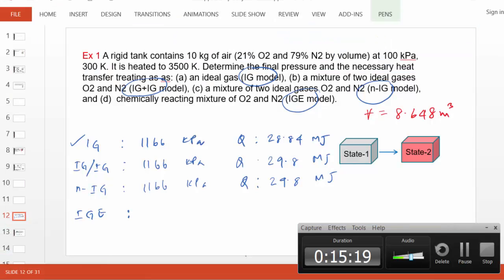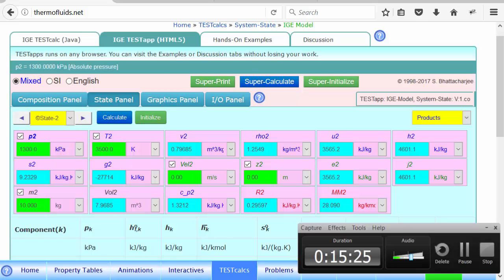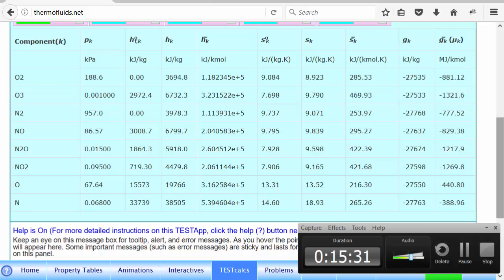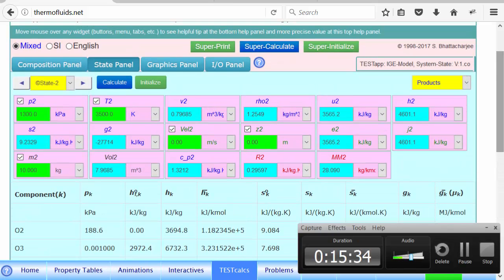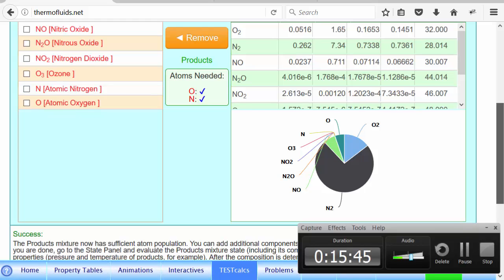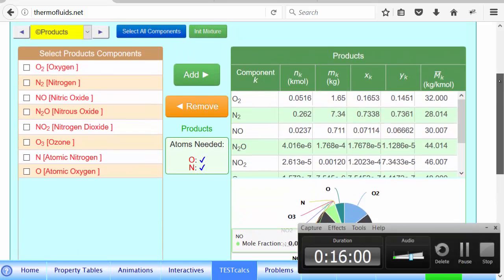So this is a highly nonlinear calculation, because as you can see, my products are changing as we change the pressure. As a result, if you are a little bit diligent, you can always find a compromise where the volume will be almost the same as the volume of the tank. Then if you come back to the composition panel, you will see that the composition is shown in this pie chart, and NO is the biggest contributor to what is produced as a result of chemical equilibrium.